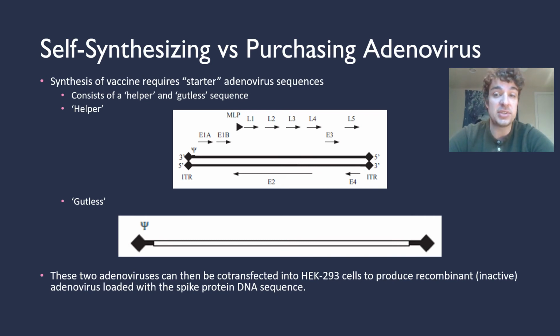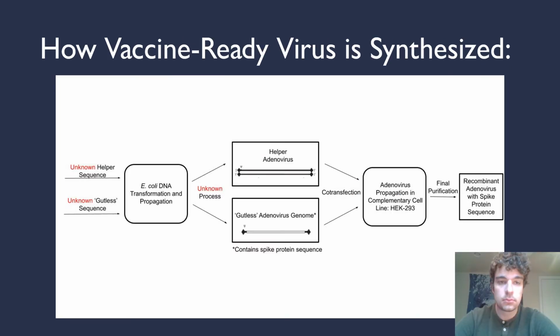Otherwise, it's completely empty. But what we did is we are able to fill that empty space with the DNA sequence for the spike protein from COVID-19. So our product adenovirus will have that spike protein and will induce an immune response within the patient. So these 2 adenovirus sequences can then be co-transfected into human embryonic kidney cells to produce recombinant or inactive adenovirus loaded with the spike protein DNA sequence. The process for how the vaccine-ready virus is synthesized is outlined in the diagram below.